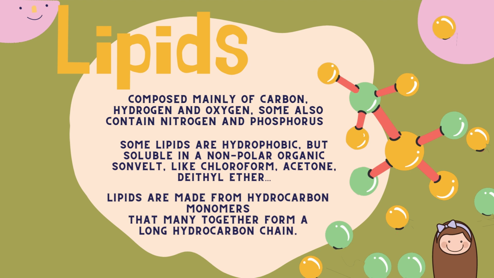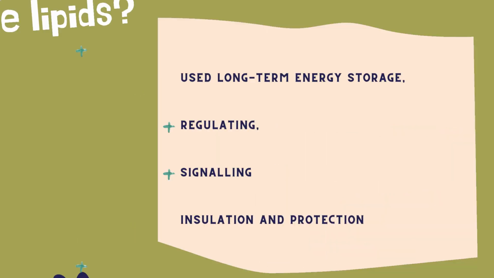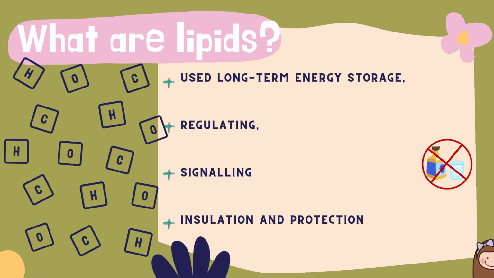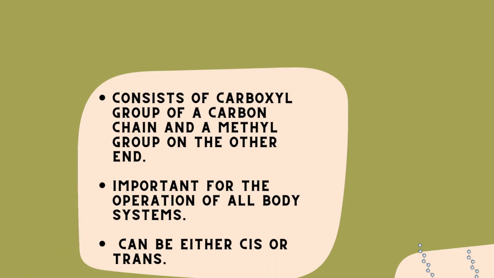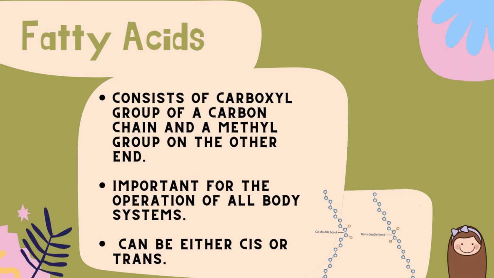Lipids are made from hydrocarbon monomers. When many attach together, they form a long hydrocarbon chain used for long-term energy storage, regulating signaling, insulation, and protection. Fatty acids consist of a carboxyl group on one end of a carbon chain and a methyl group on the other end. They are vital for the operation of all body systems.